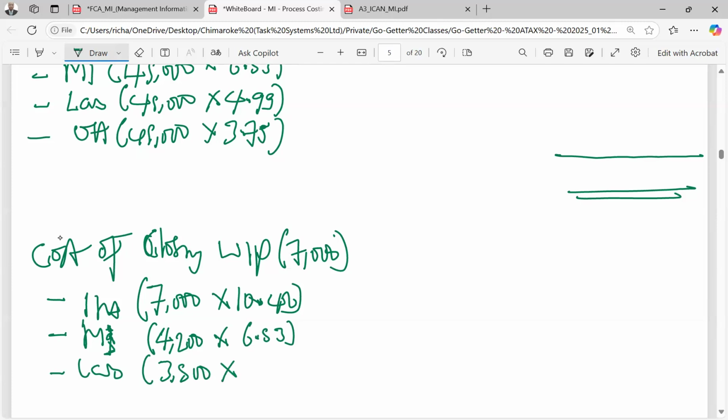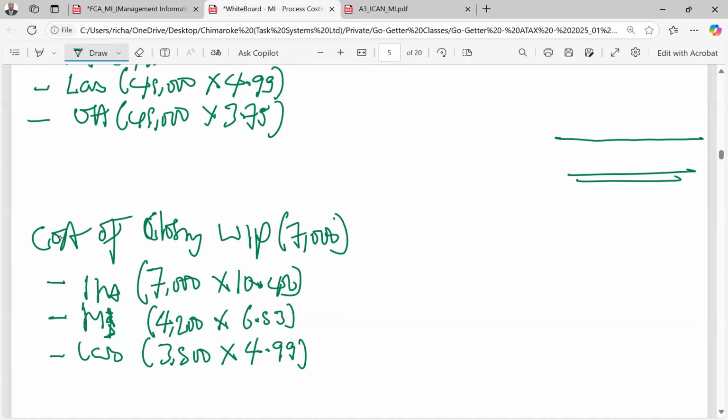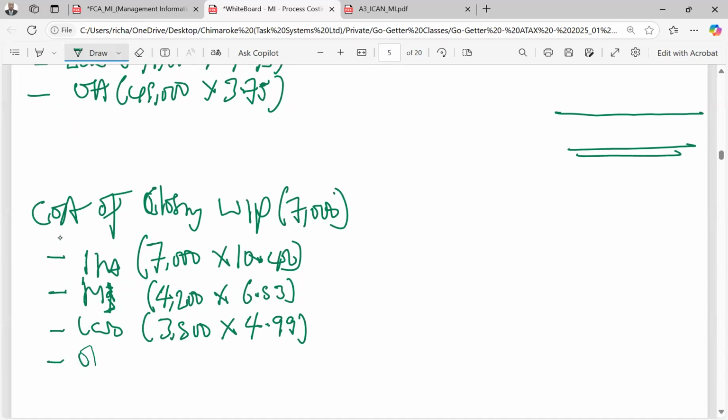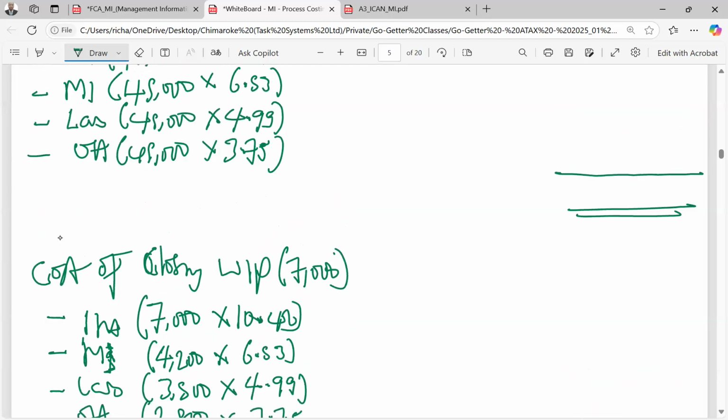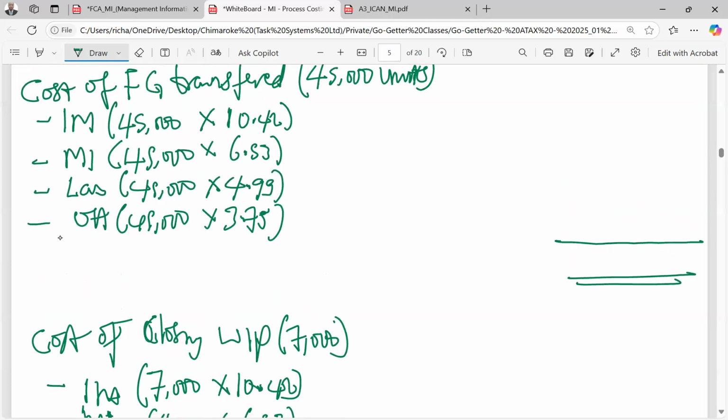3,500, now multiplied by 4.99. Then overhead, we said it was 2,800 multiplied now by 3.75. So when you get it, the answer should be here. So now let's return to what we are calculating. So I'll be calculating them simultaneously.